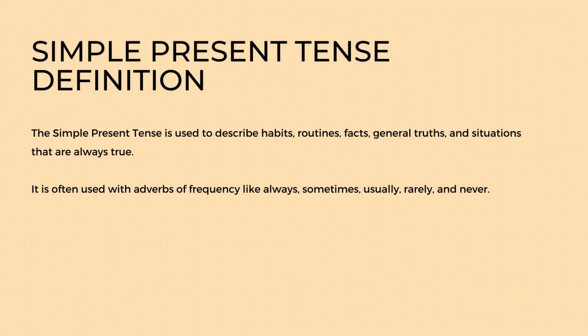In this video, we will explore the simple present tense in English grammar. The simple present tense is used to talk about habits, routines, facts, general truths, and situations that are always true. It often goes together with adverbs of frequency such as always, sometimes, usually, rarely, and never. Let's dive in and look at some examples.